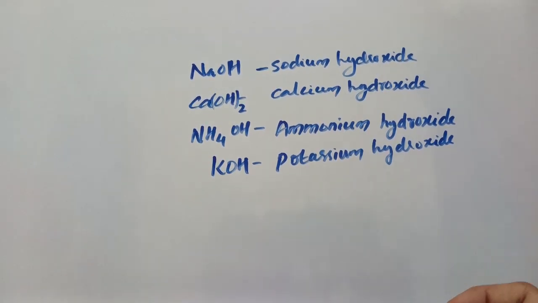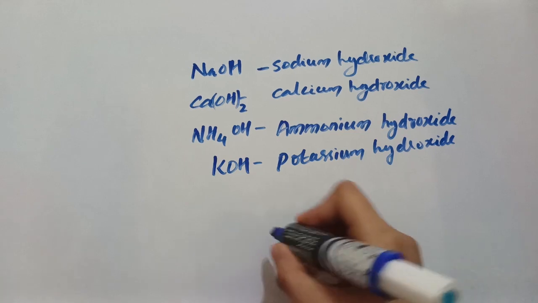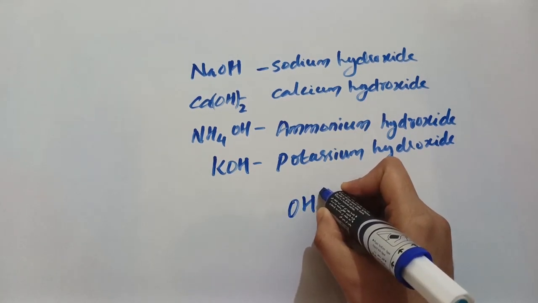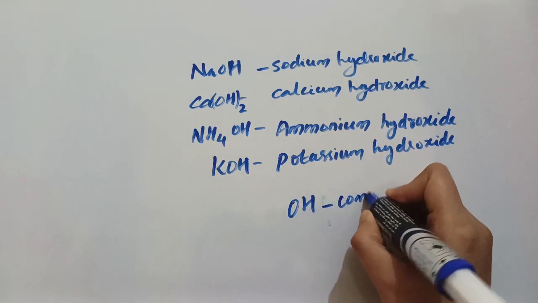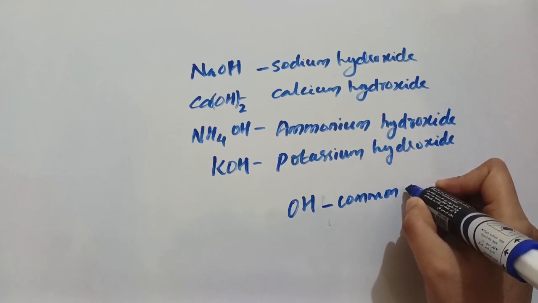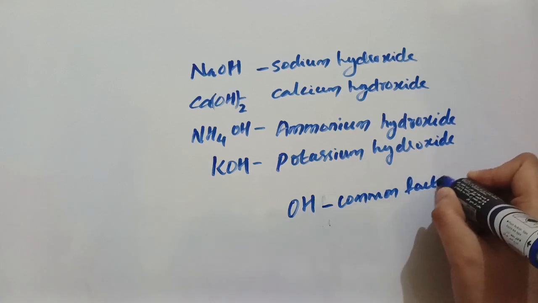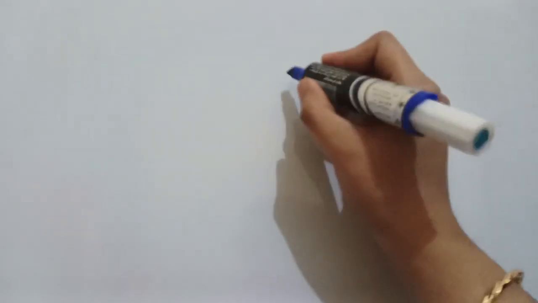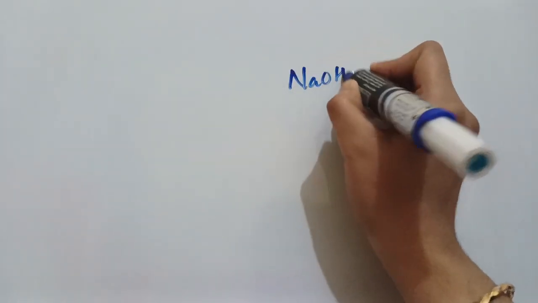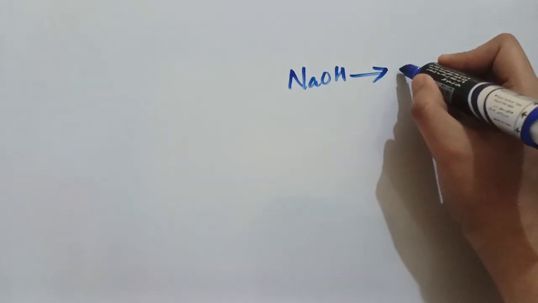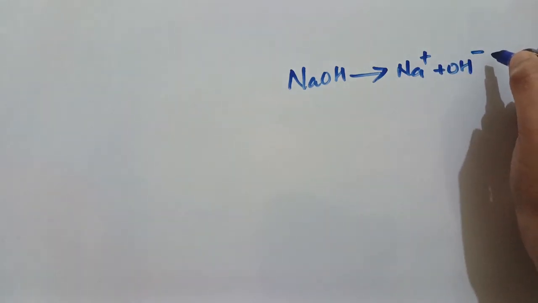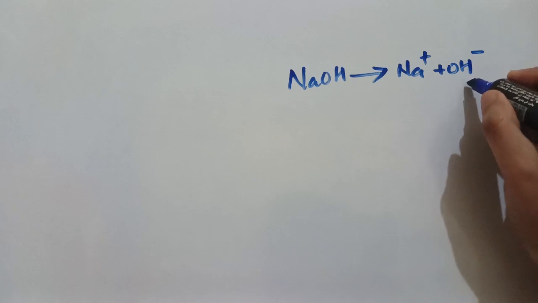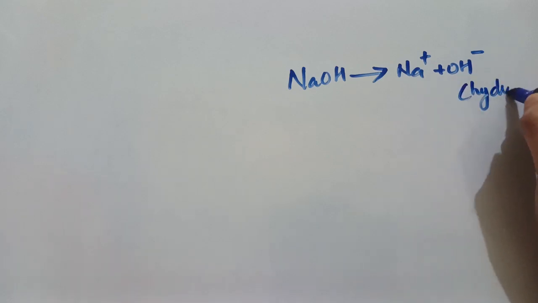Can you find out the common factor in alkalis? That is, OH ion is the common factor in alkalis. Therefore, if NaOH gives Na plus and OH minus, this is the hydroxide ion. Hydroxide ion.